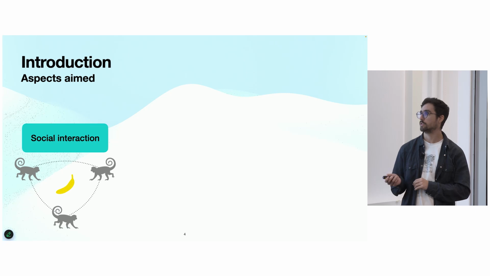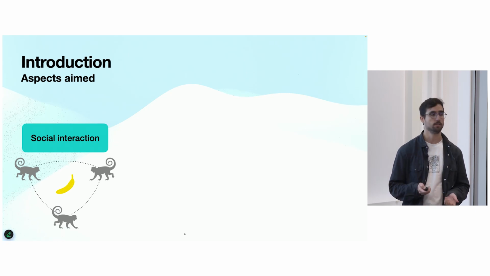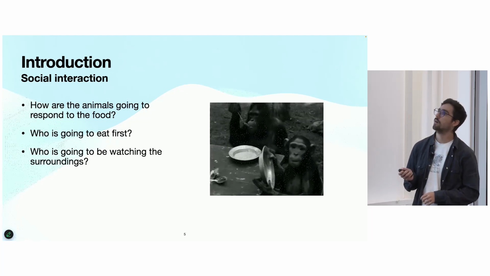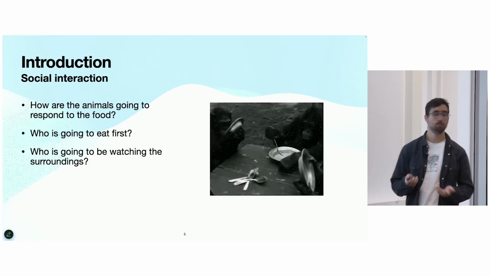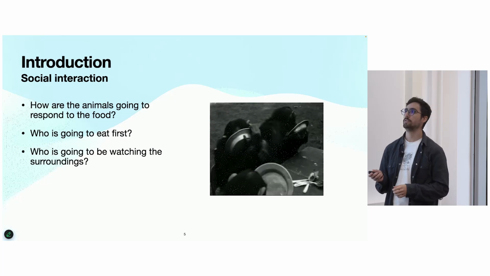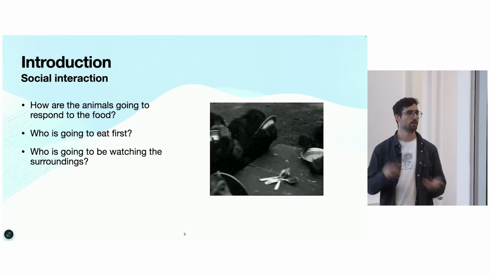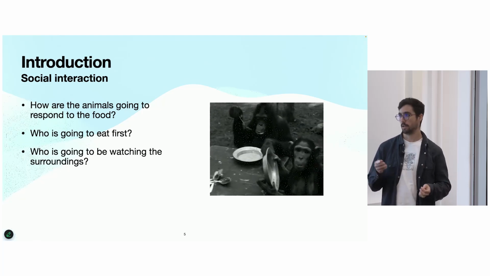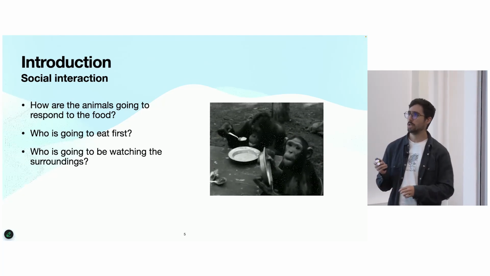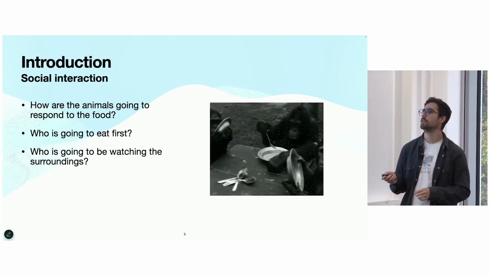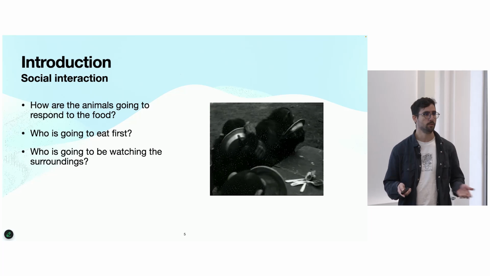The first one is social interaction, and when I say social interaction, I'm interested in questions such as how the animals are going to respond to the food, who is going to eat first. Is it going to be the animal who finds the food, the oldest one, the youngest one, the leader of the group? Another question is who is going to be watching the surroundings in order to avoid predators.